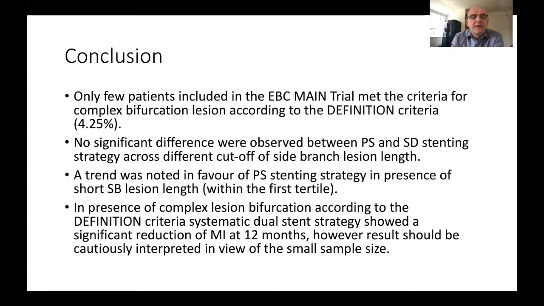And provocatively, in the presence of a complex lesion bifurcation according to definition criteria, systematic dual stent strategy appeared to show a significant reduction in MI at 12 months. But this result should be interpreted cautiously because of the very small sample size.